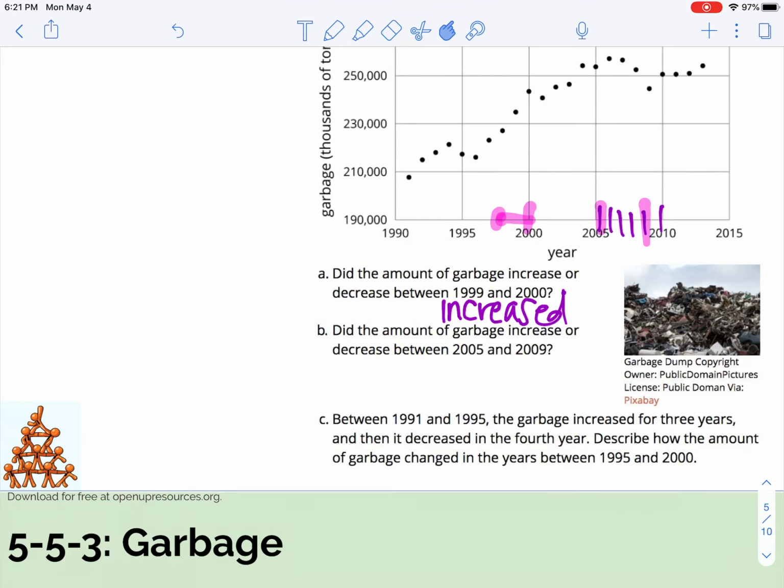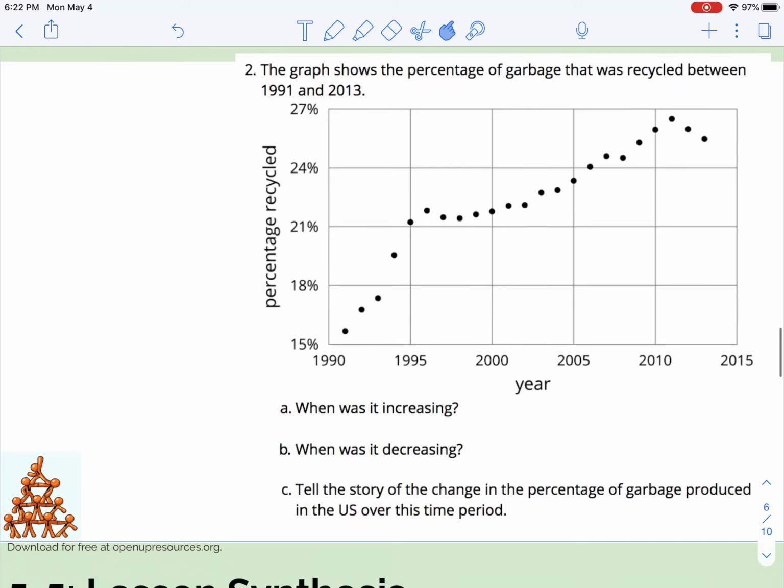So then C says between 91 and 95, the garbage increased for 3 years. Then it decreased in the 4th year. Describe how the amount of garbage changed in the years between 95 and 2000. So then you're looking at 1995 to 2000, which is that. And you kind of describe how it goes. If it helps you, you can trace the line and kind of see what went on there. And you're going to describe like, it dropped slightly and then it increased. Yeah, something like that. Doesn't need to be perfect.